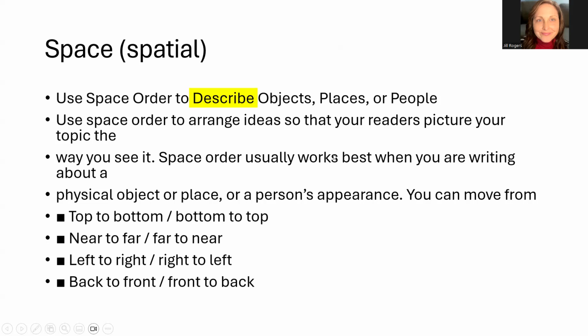Okay? Space order usually works best when you're writing about a physical object or a physical place or a person's physical appearance. You can move from top to bottom, start from the top of their head to the tip of their toes, bottom to top, toes to head, near to far, far to near. So if you're doing a city, right, start from the city center and move further out, or the other way, start from the outside of the city and move in. Left to right if you're describing a picture or painting, or right to left.